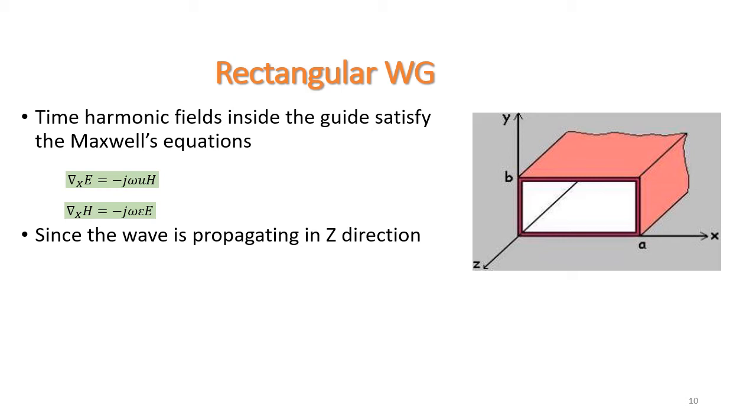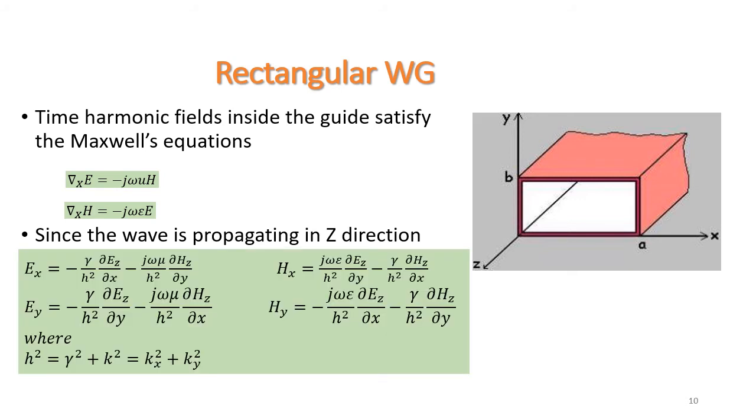Like I told you, there will be the x component, y component, and z component. As the wave is propagating along the z direction, the transverse components will be Ex and Ey as well as Hx and Hy. So these are the field components that are present. We can write the field equations like this.